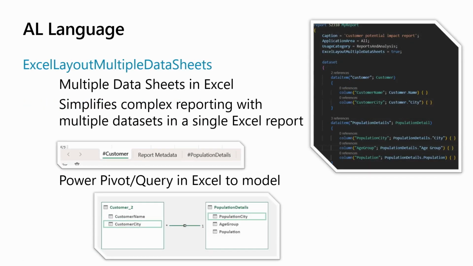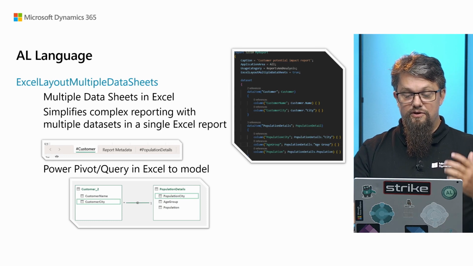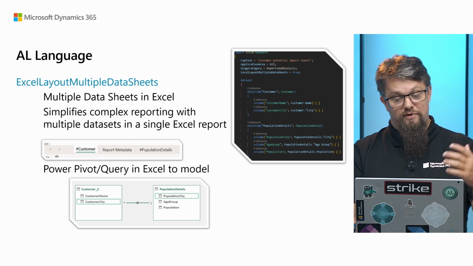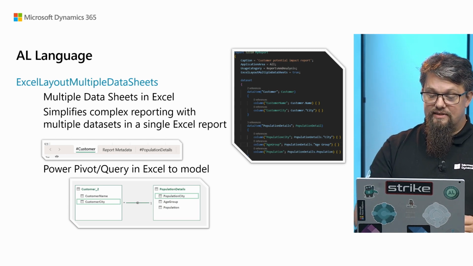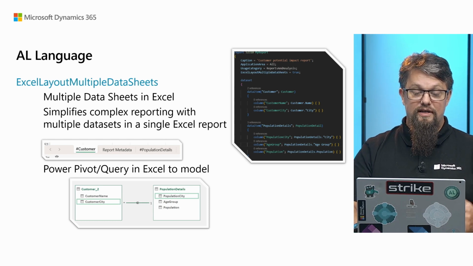Combining data for use in Excel reports used to be difficult and often resulted in complicated matrix-like data tables in Excel. Now with the Excel layout multiple datasheets property, you can split up each data item into its own datasheet. With multiple datasheets, you significantly reduce the complexity and improve not only the size of the report, but also the rendering performance and the complexity of authoring. Individual datasets also allow you to get the most out of modeling and building with Power Pivot in Excel.